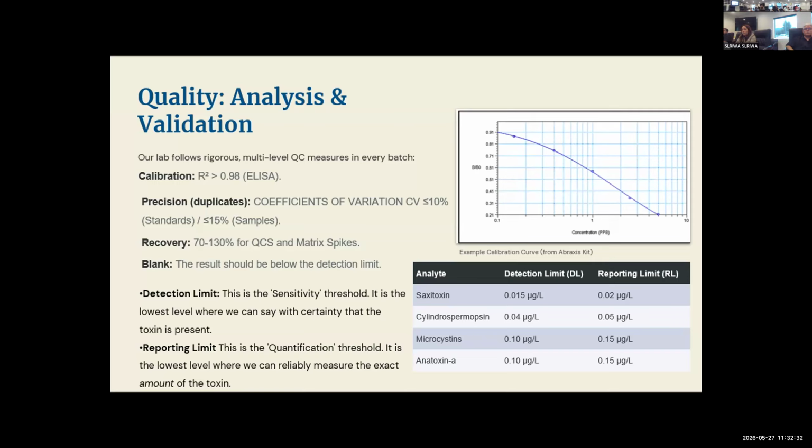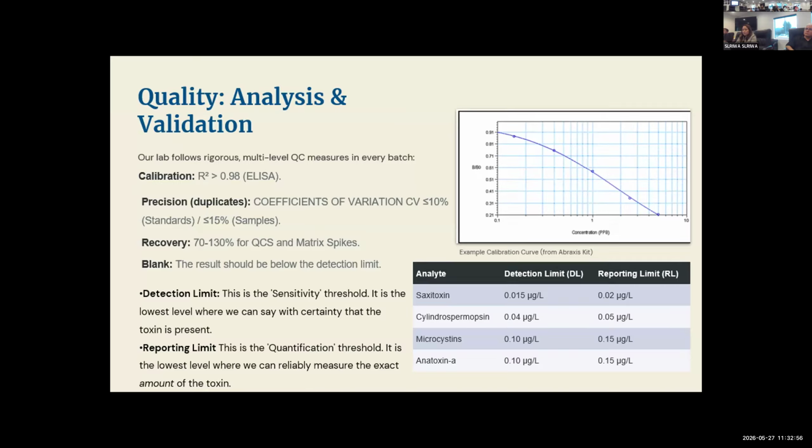We validate the accuracy of each run using a secondary quality control standard and perform matrix spikes to ensure a recovery falls between 70 to 130%. We also run blanks, and those blanks must always be below the detection limit.